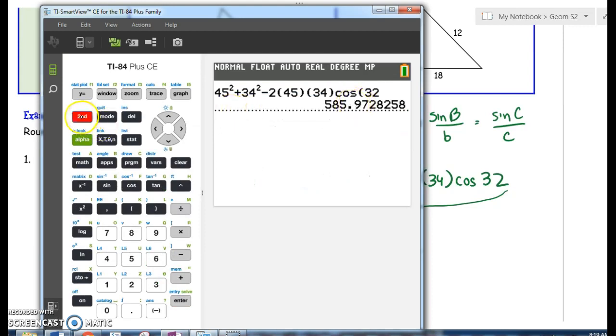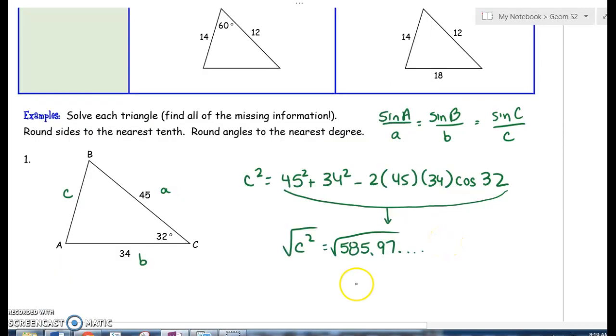What you're going to do is second square root, so the second x squared button, and then instead of typing it or rounding it, you're just going to do second answer. So second and then the negative sign. That'll put this number right here under the radical, hit enter, and you get your answer. So we still want to have as exact an answer as possible. We get 24.2. So that's C.